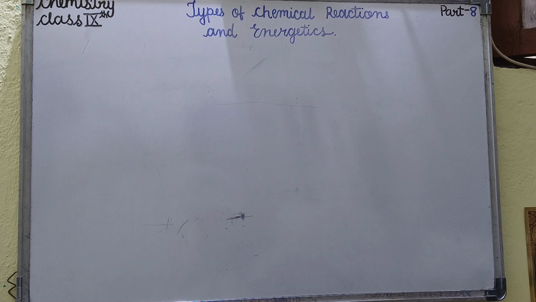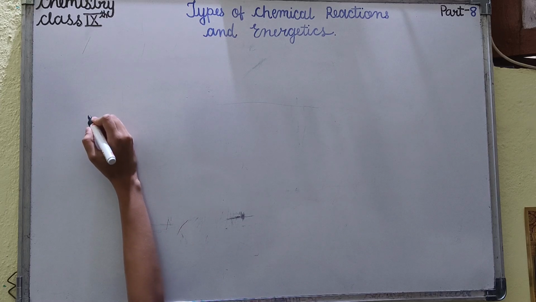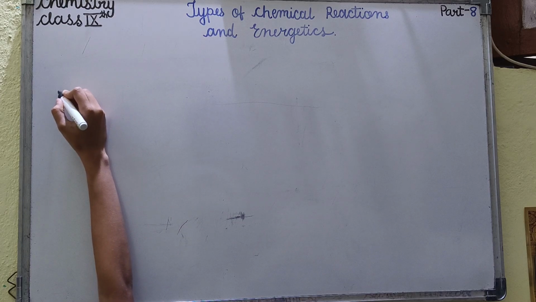Today we are going to learn class 9th chemistry chapter types of chemical reactions and energetics, part 8. In this part we are going to start to learn with the topic of Arrhenius theory of electrolytic dissociation or ionic theory.